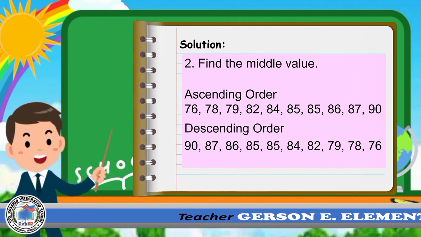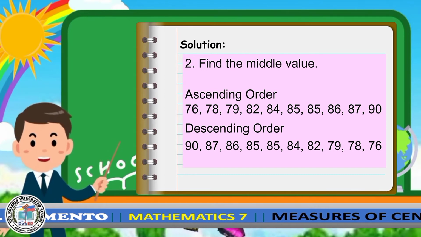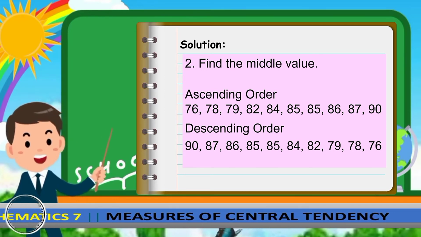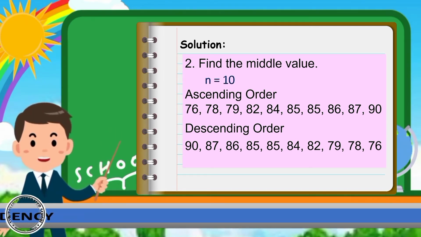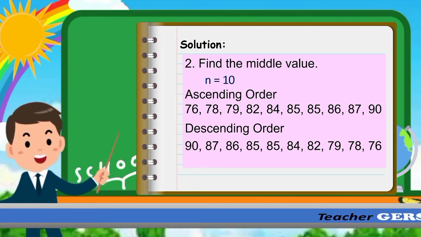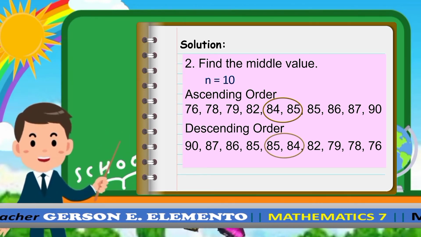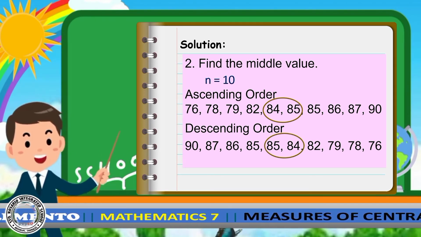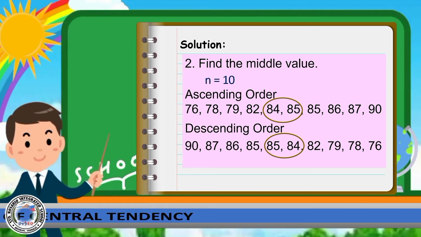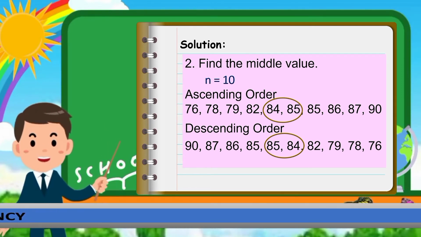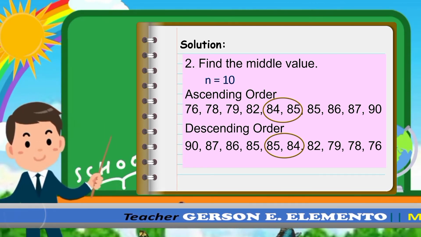Second, find the middle value. Since the number of values is 10, in ascending order, we have 76, 78, 79, and 82. We have 4 values before the 2 middle numbers. And on the right side, we have 85, 86, 87, and 90. So the middle numbers are 84 and 85 in ascending order. In descending order, we have 90, 87, 86, 85. There are 4 numbers before the middle numbers. And there are also 4 numbers after the middle numbers. We have 82, 79, 78, and 76. Therefore, the middle values are 84 and 85.